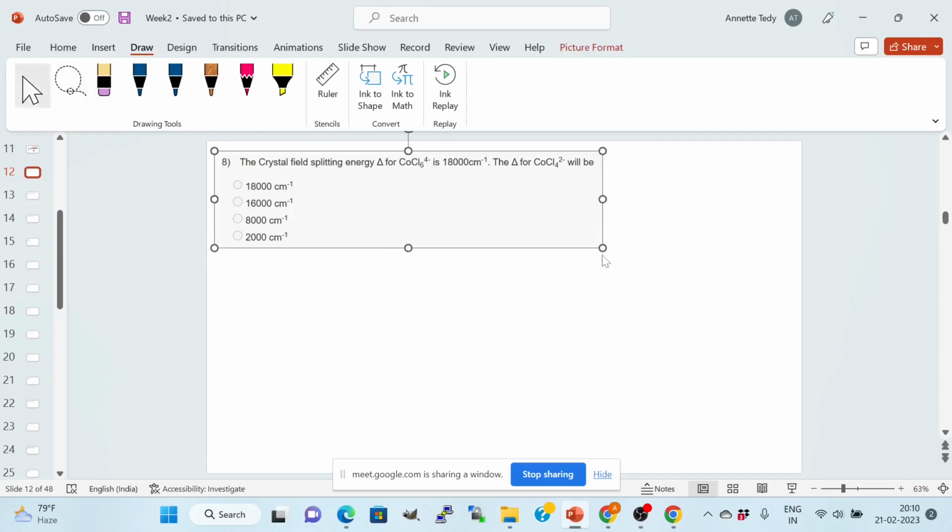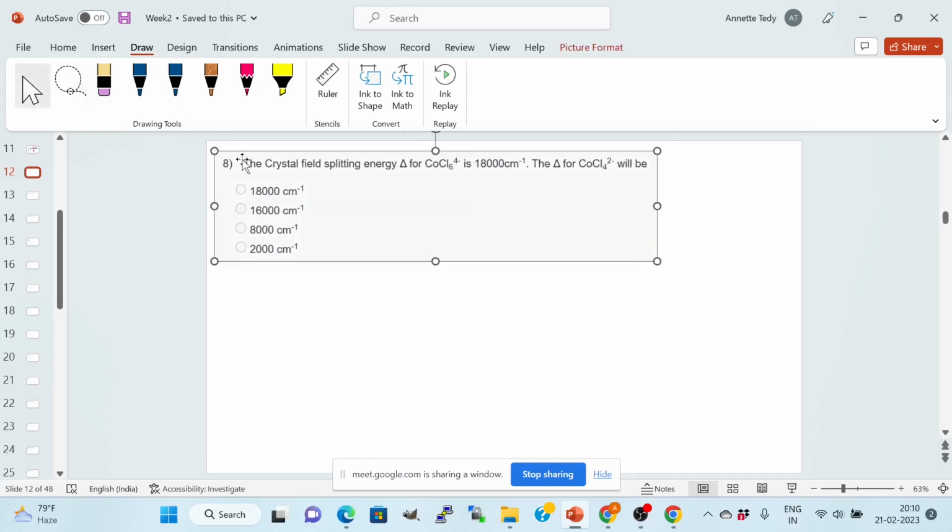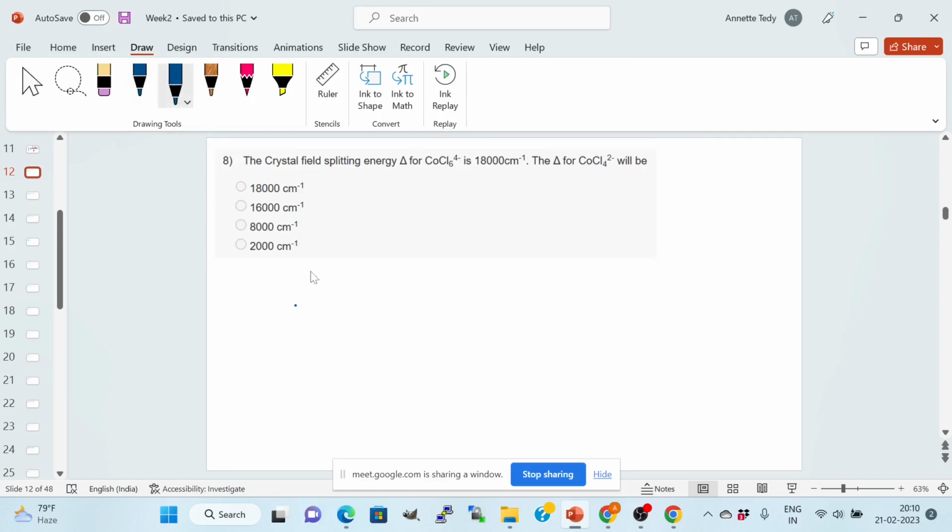The crystal field splitting energy for CoCl6 4 minus is 18,000 centimeter inverse. Delta for CoCl4 2 minus will be? So here we have delta which is 18,000 centimeter inverse. This is for CoCl6 4 minus. So can you please write in the chat box what is the oxidation state of cobalt here?